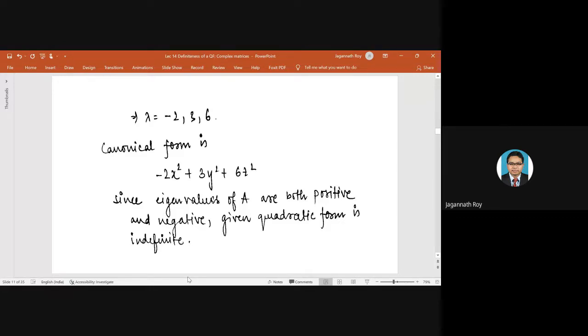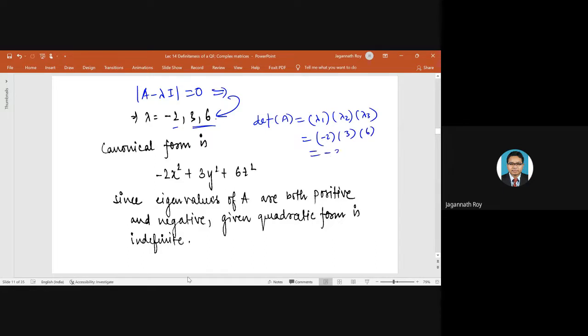Another way, if you try to find out A minus lambda I equals 0, then you find the eigenvalues: one is negative 2, the others are positive 3 and 6. And if you multiply them, the determinant of A is nothing but the multiplication of lambda 1, lambda 2, and lambda 3. So here also, if you multiply minus 2, 3, and 6, this is going to be minus 36. It's less than 0.